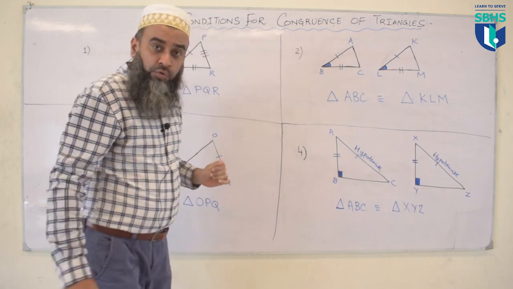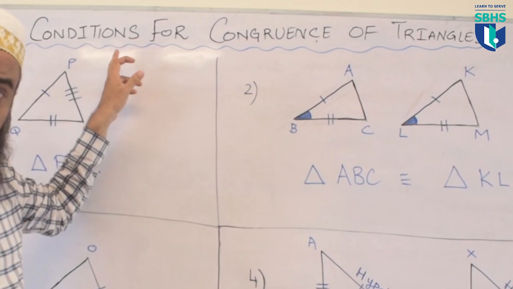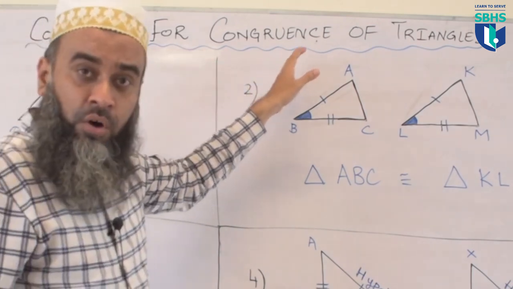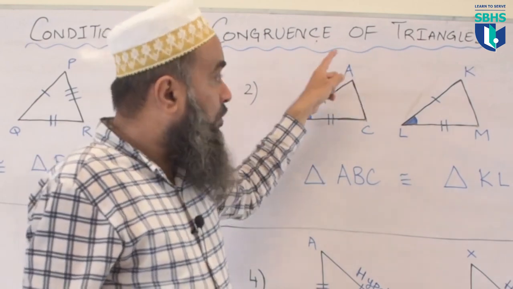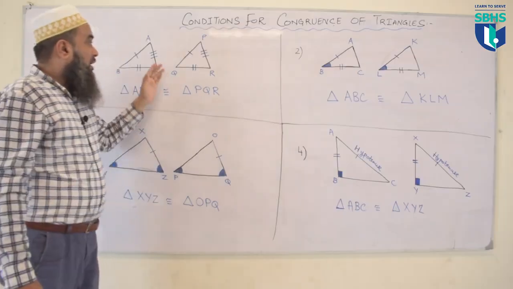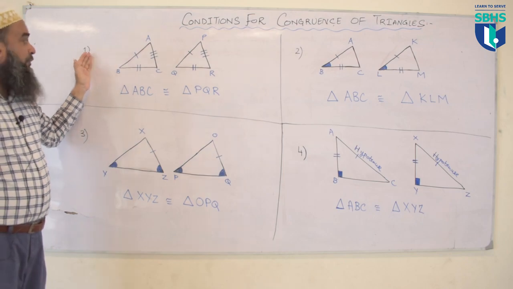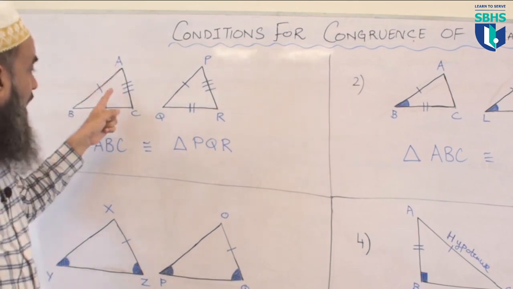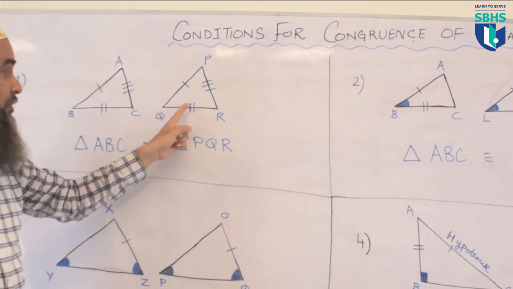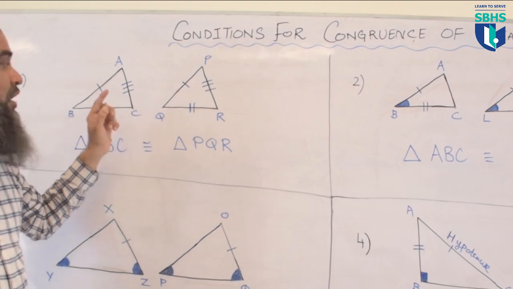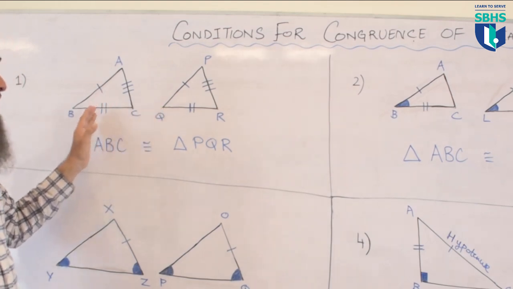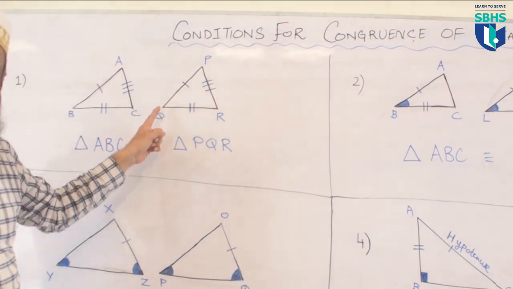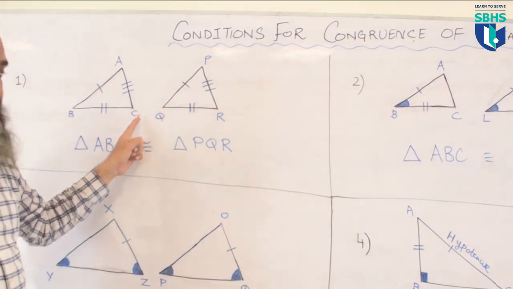Now, the objective of our video is to determine the conditions for congruence of triangles. On the board, as you can see, for the first condition I have taken two triangles, triangle ABC and triangle PQR. In both triangles, there are three pairs of corresponding congruent sides.